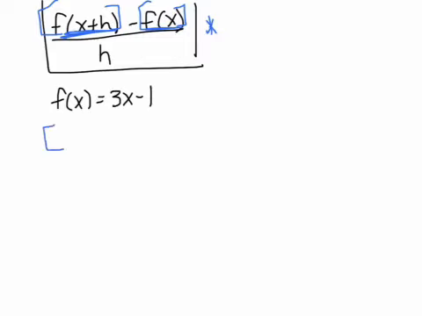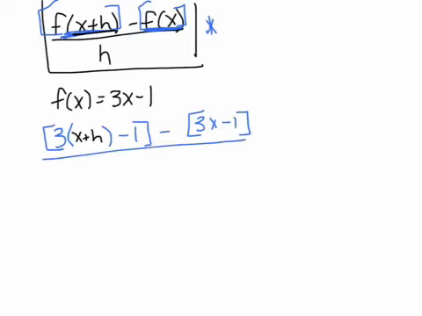So in parentheses, I want the function of x plus h. I'm going to take the function, and everywhere I see an x, I'm going to put in x plus h, because that's just part of the formula. Minus, I'm going to subtract f of x, or the function, 3x minus 1, all over h.